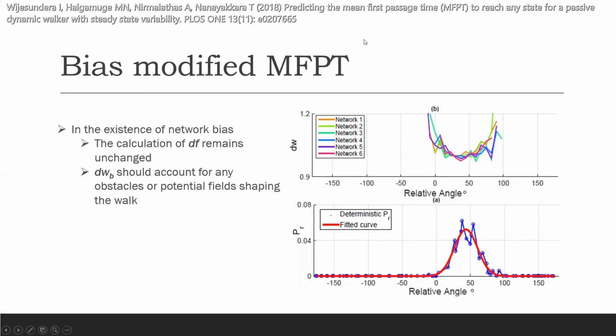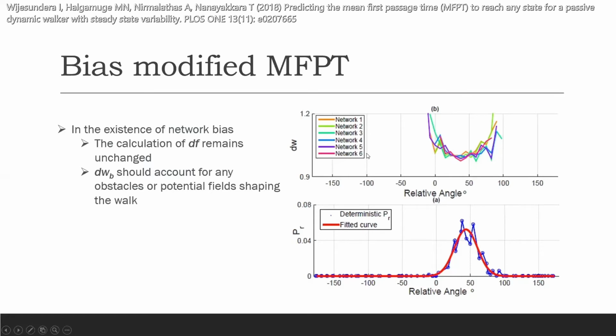In the existence of network bias, the calculation of df remains unchanged because this is the density of nodes in the network, and it's solely a property of the network and not the walker. So we can use df as it is. However, dw, or the walk dimension, should account for any obstacles or potential fields shaping the walk.